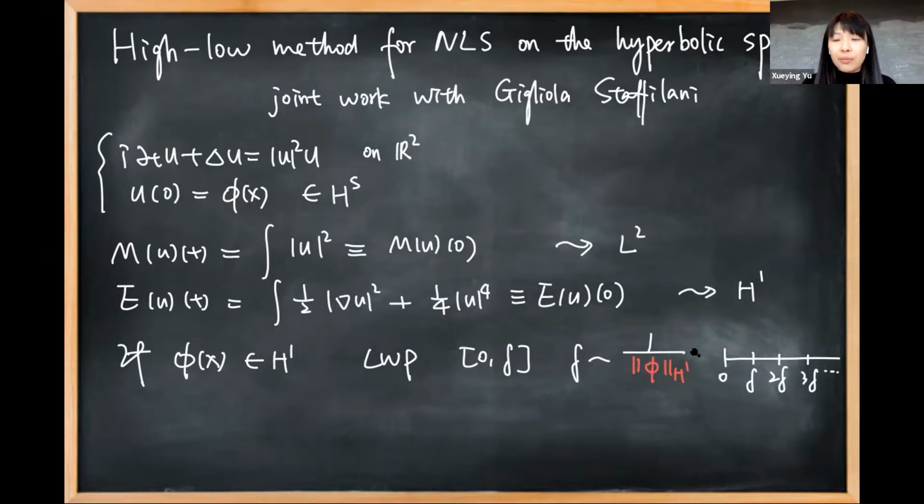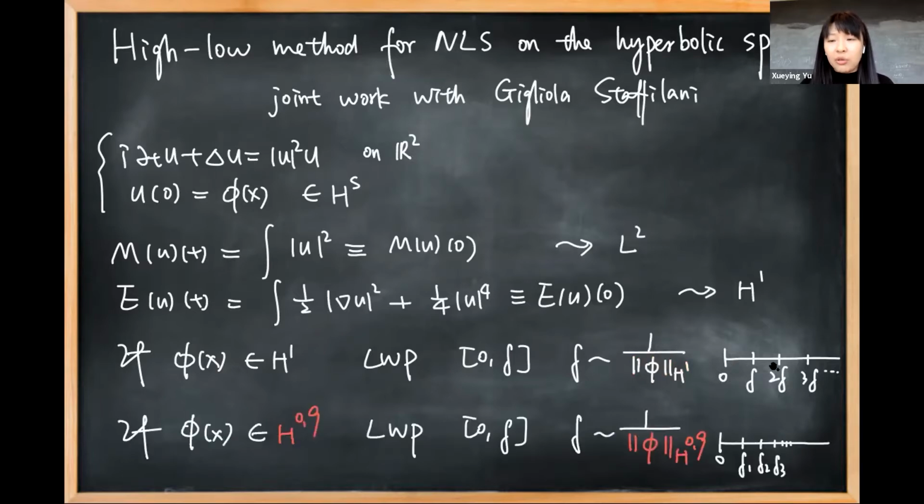Possibly you will have some positive power here, but I will be hand waving and just remove this power, because you can see the relation between the size of the data and the size of the length of the time interval. Since you have the conservation law of H1, you can actually iterate: you start from the initial time 0, move from 0 to delta, start again from delta, then go to 2 delta. So we are happy with this H1 level global well-posedness.